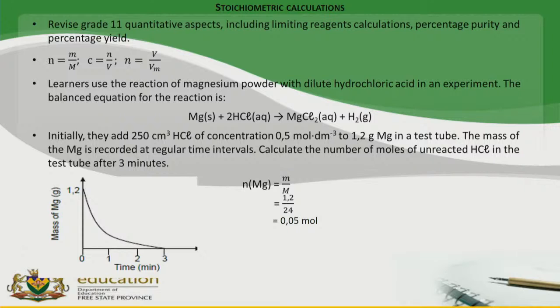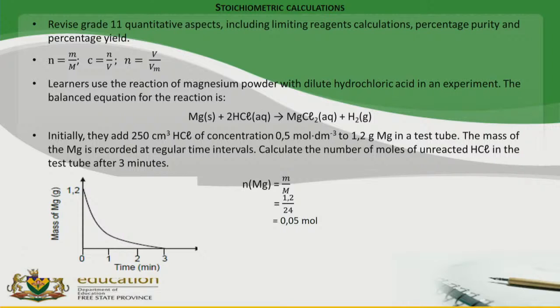In this case, you are given the mass of magnesium. So you check the formula that has mass, where you can calculate the number of moles. That formula is n = mass over molar mass. So the number of moles of magnesium will be the mass of magnesium divided by the molar mass of magnesium. The mass of magnesium that completely reacts is 1.2 grams, and the molar mass of magnesium from the periodic table is 24 grams per mole. Therefore, the moles of magnesium that reacted with hydrochloric acid is 0.05 moles.